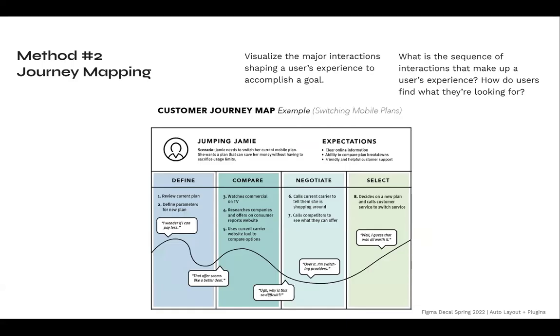This is journey mapping. You visualize the major interactions and you shape a user's experience to accomplish that goal. So the sequence of interactions that make up a user's experience, how do users find what they're looking for? When you do a map like this, you can walk through what exactly a user would need as they're going through your app, and it would help you visualize what that user flow should look like.